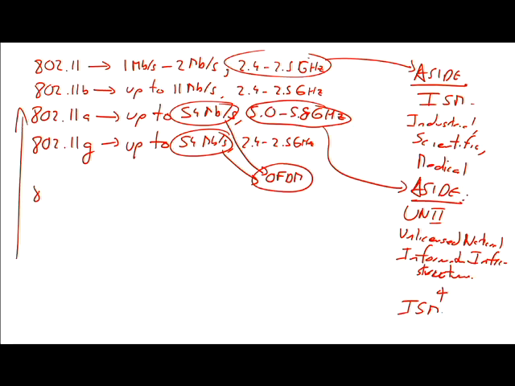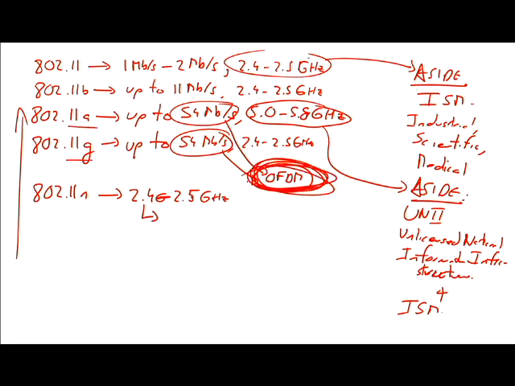Then what we got is 802.11n. And what was really cool is that this more than doubled the data rates of 802.11g and a. And that also operated in 2.4 gigahertz. And what was the key technology here? In 11a and 11g, it was OFDM. I cannot emphasize that enough. In 11n, there was another thing called MIMO.